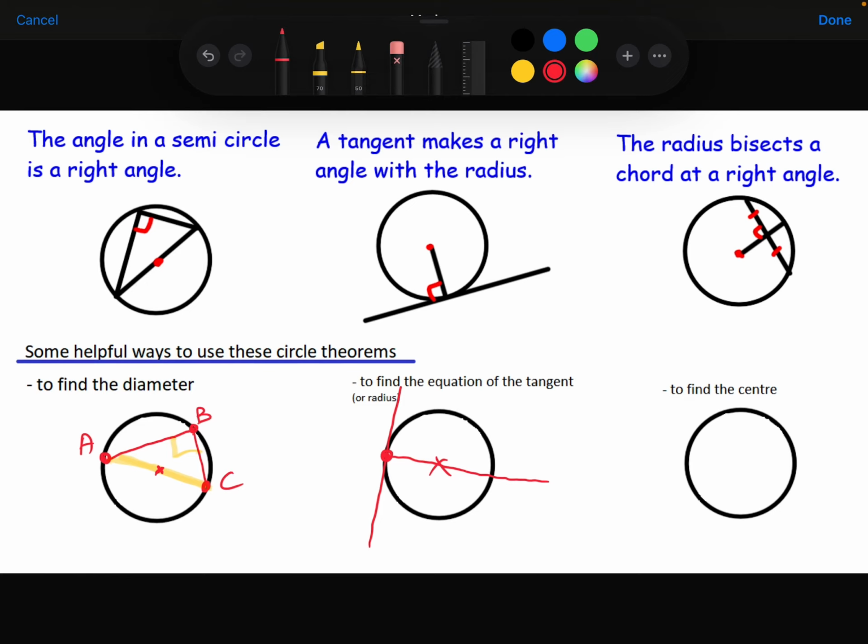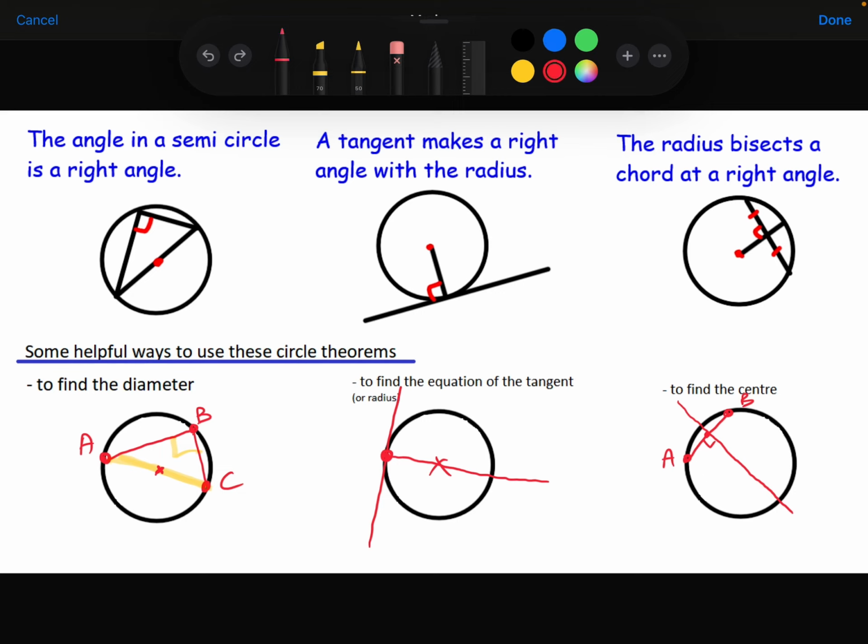The third circle theorem we're going to look at is that the radius bisects a chord at a right angle. So that's going to be particularly useful because if I have a chord, let's say I've got the chord AB, then I know that the perpendicular bisector, the line that goes through the midpoint of that and is perpendicular, has to go through the centre somewhere. The centre might be here or here or here.